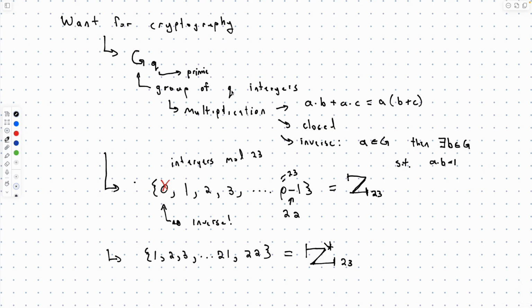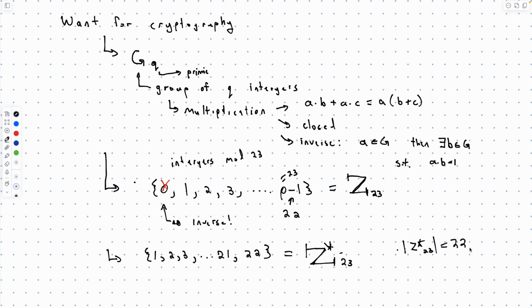which is I said I wanted a group of Q integers, where Q is a prime number. How many integers are there here? If Q is 23? There's 22. Yeah, okay. And you can see, you can just count them off. Okay, this is 22 integers. So the size of this set equals 22. 23 is a prime number.